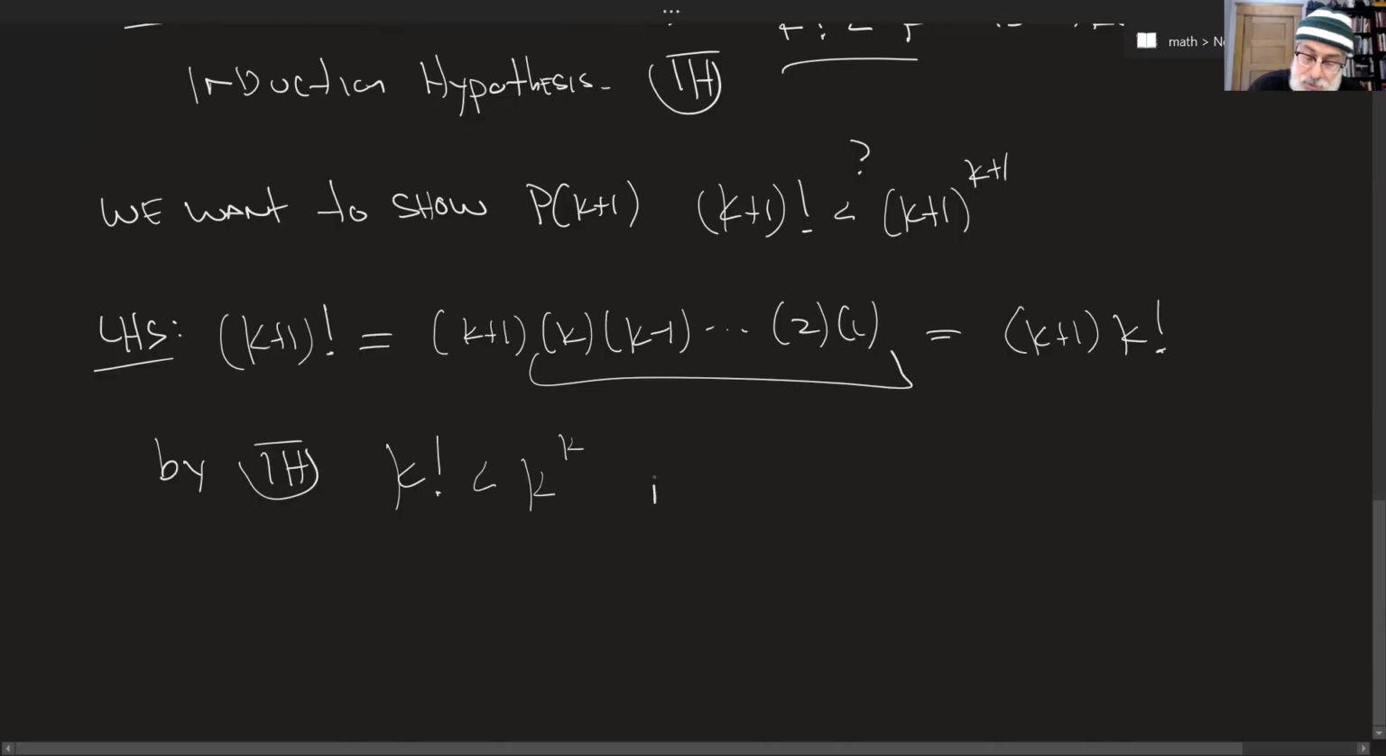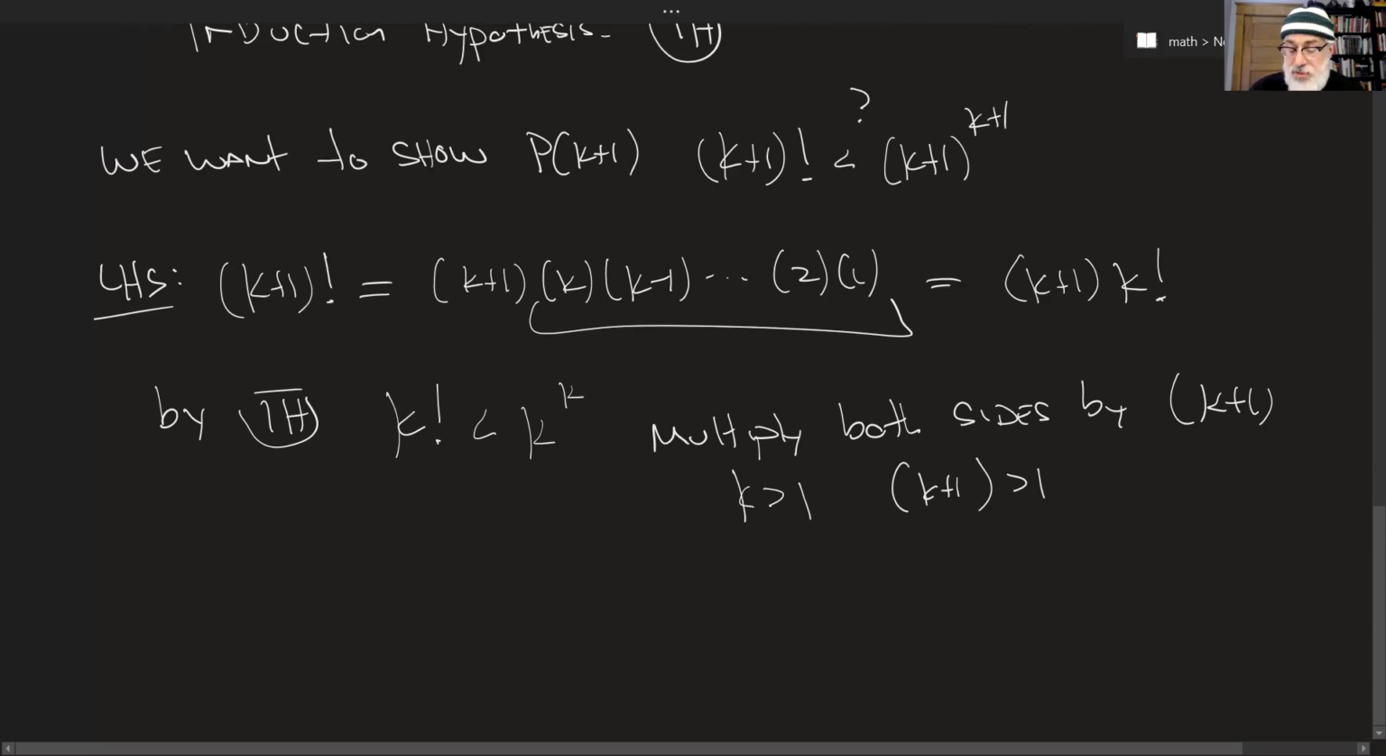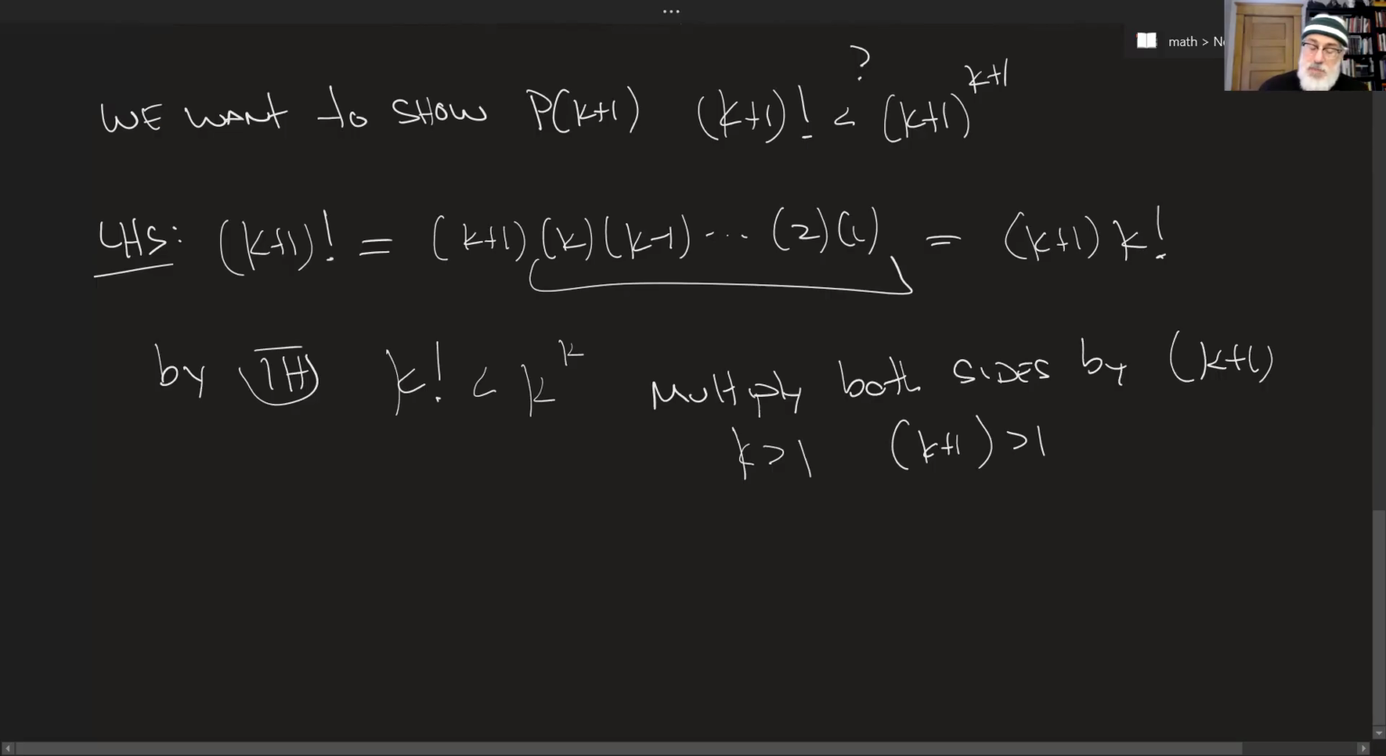So I'm going to multiply both sides of this by k plus 1. Now, k itself is greater than 1. So that means k plus 1 is greater than 1. It's actually what we need is to be greater than 0, but we can see it's positive. So if I multiply both sides of this, I don't affect the inequality at all. So the left, k plus 1 times k factorial, is less than k plus 1 times k raised to the k.